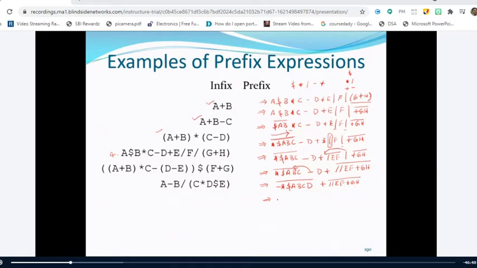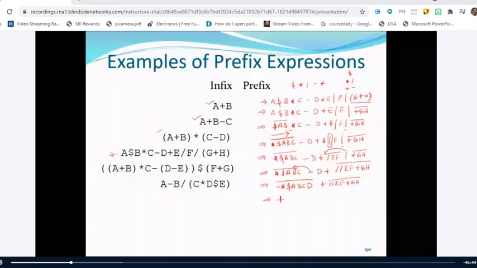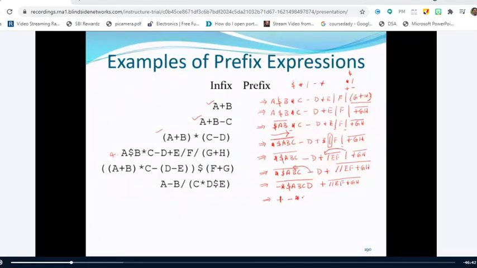So when you convert it into a prefix expression, it becomes plus minus star dollar abcd division ef plus gh. So this is the equivalent prefix expression for the given infix expression. Is it clear up to this point?